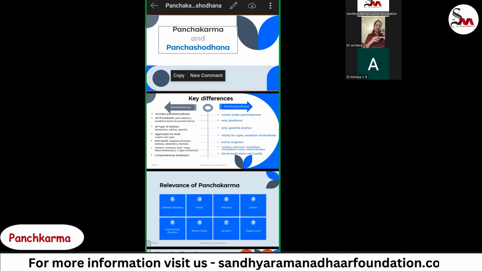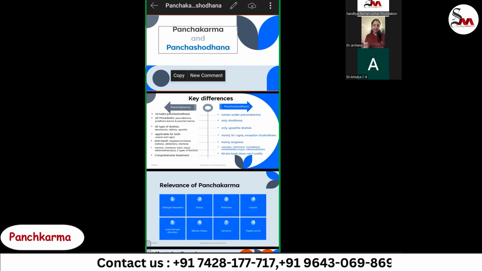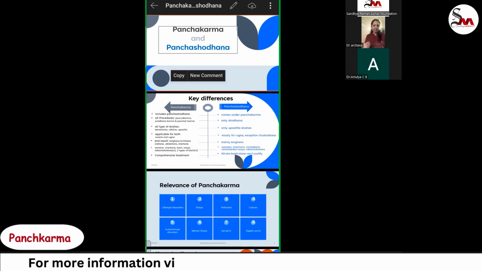That is, we do certain Deepana, Pachana, etc. Then we bring the doshas from Shakha to Koshta. Then we do this Panchashodhana. Because, see, in Panchakarma, I'll give one example. Panchakarma includes Anuvasana Basti also. Here, Anuvasana is not Shodhana, right? Anuvasana is basically Snehana in nature.